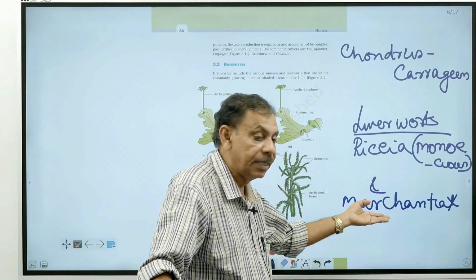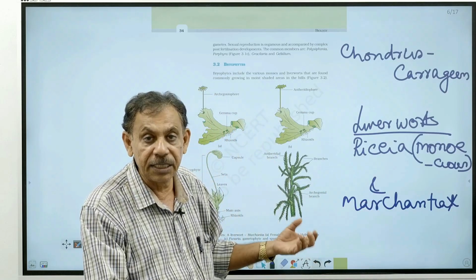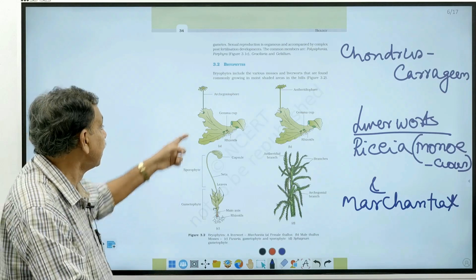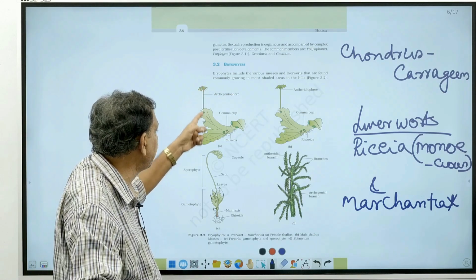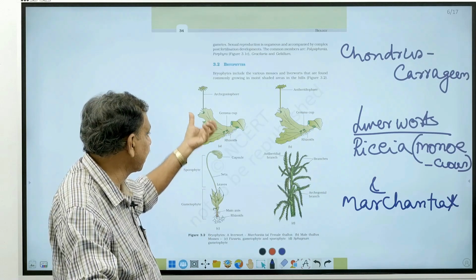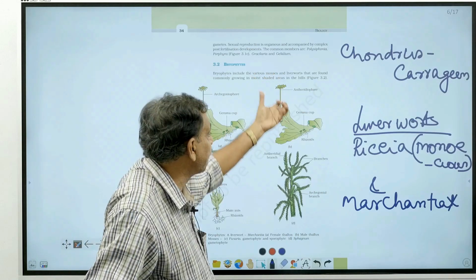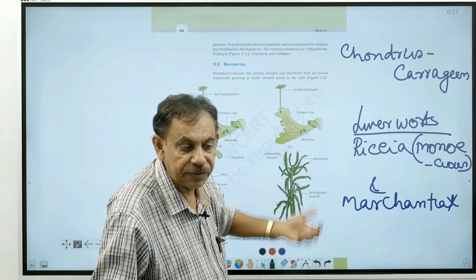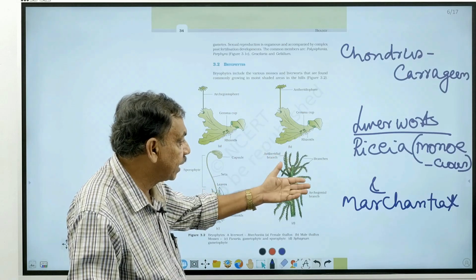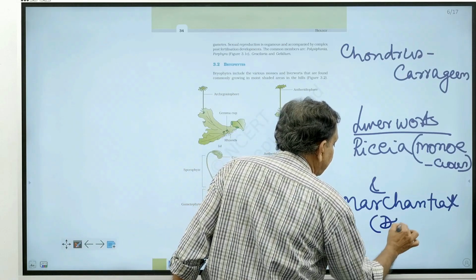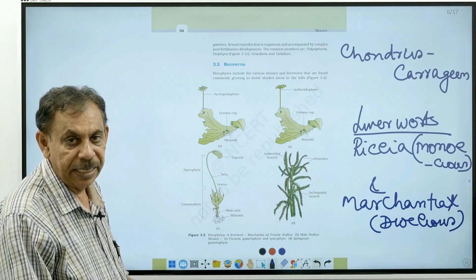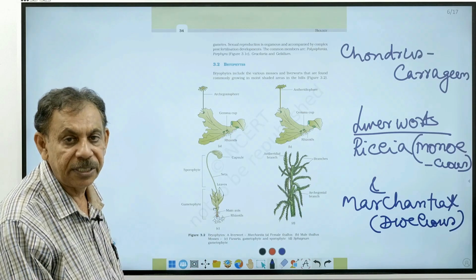Whereas Marchantia is showing the dioecious condition. You can see here the example, Marchantia. This is bearing archegonia, so this is the female reproductive structure bearing plant. This is the male reproductive, antheridia bearing. Male and female reproductive structures are present on different thalli. They are called dioecious. So Riccia is monoecious, whereas Marchantia is dioecious. Dioecious in the sense that male and female reproductive structures are borne on different plants.